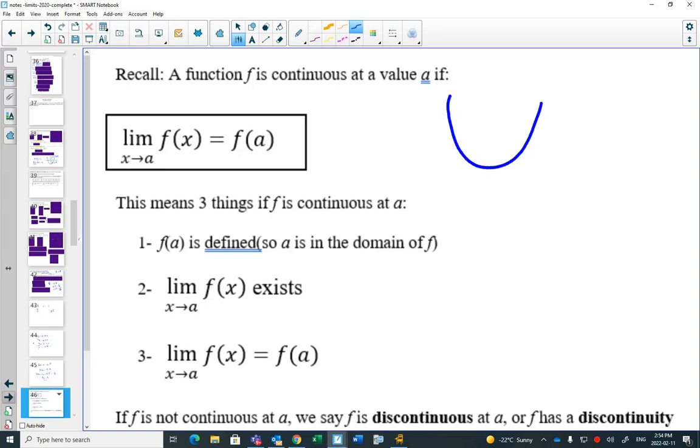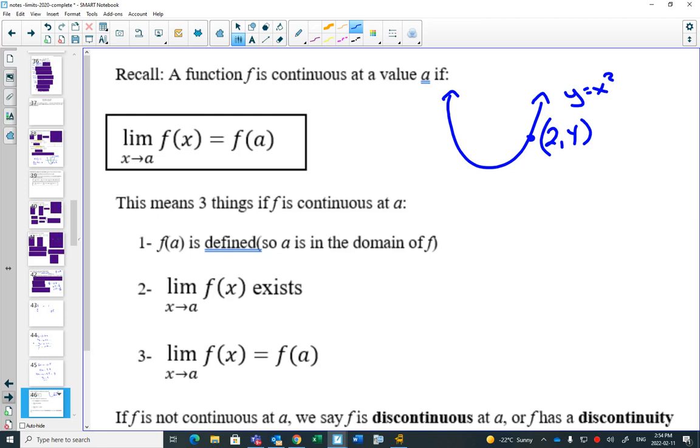So let's take just a parabola and imagine the point. This is x squared, which is a continuous function because we can draw it without lifting our pencil. And we take a point on that parabola, (2, 4). If you plug in 2 into x squared, you get 4.